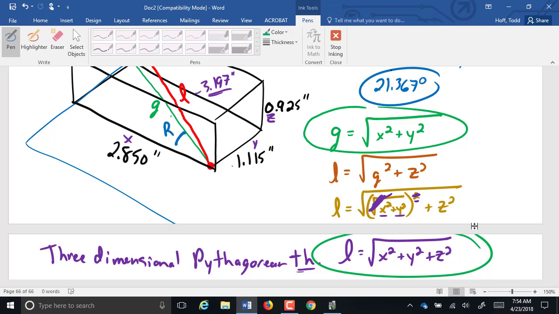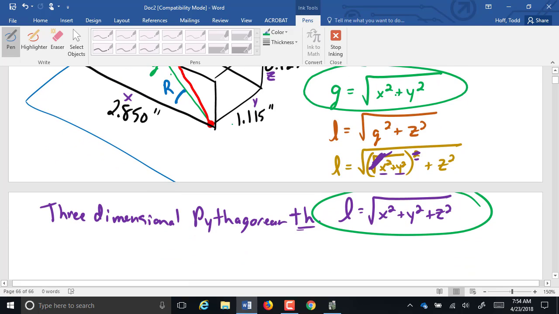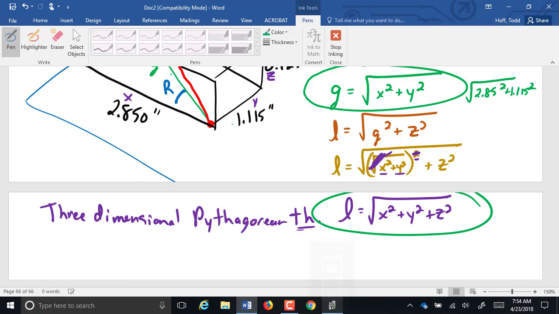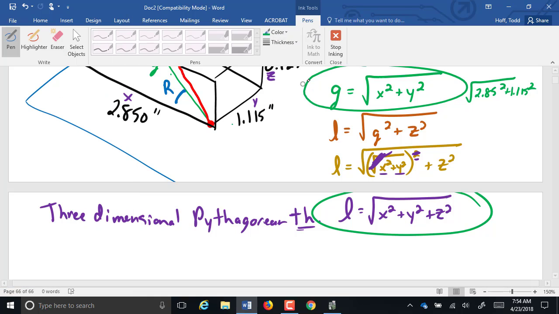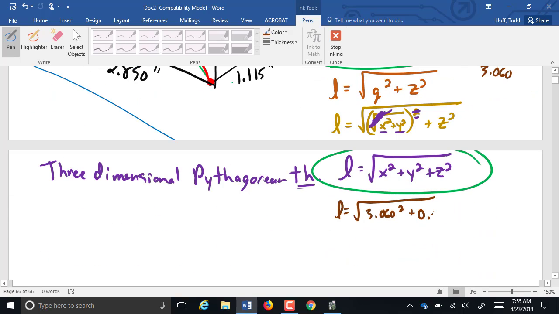Well, let's take a look at it. Let's do G here, where it would have been the square root of 2.85 squared plus 1.115 squared. Let's see how that turns out. Oh, nothing wrong with this. So 3.060. So then we would use that to find L. 3.060 squared plus 0.925 squared.